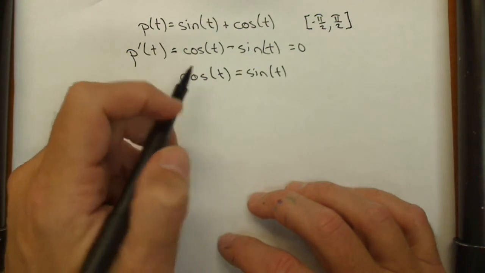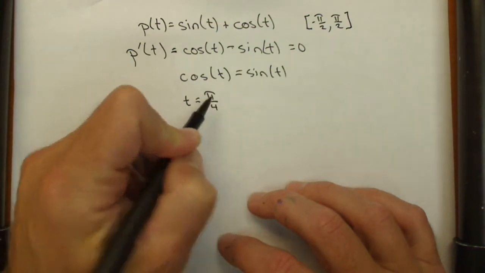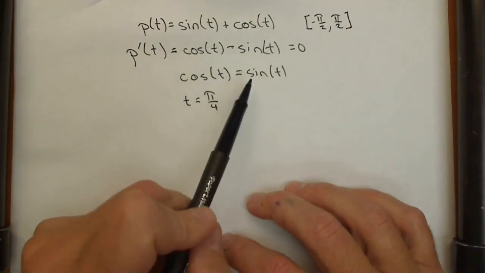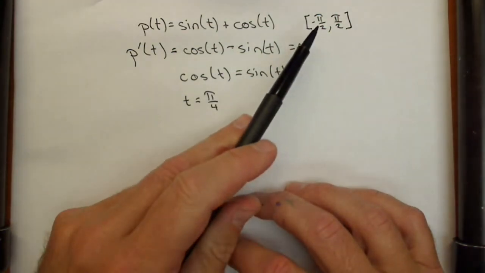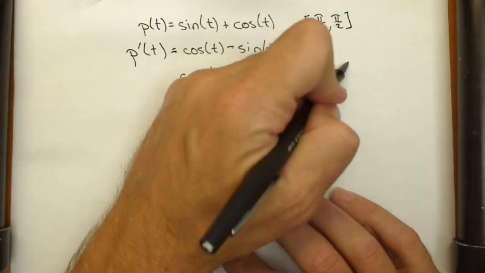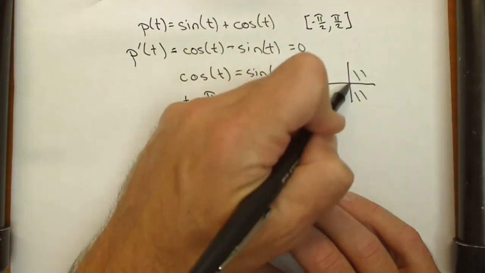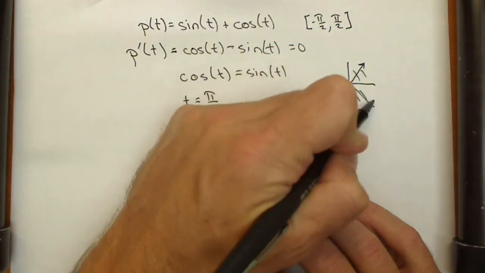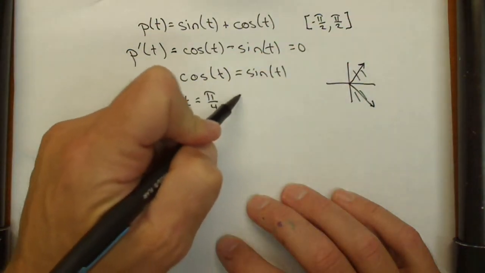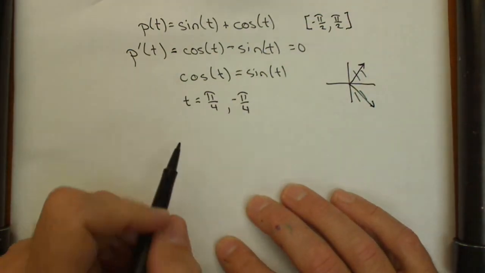Well, one that comes to mind right away is pi over 4. Now there's an infinite amount of places where these two are equal, but we're only concerned with places in between negative pi over 2 and pi over 2. So if you think of trig, that's only on this side of the plane. So pi over 4 is one of them. The other one's going to be negative pi over 4. So those are the only two critical values we're concerned with.